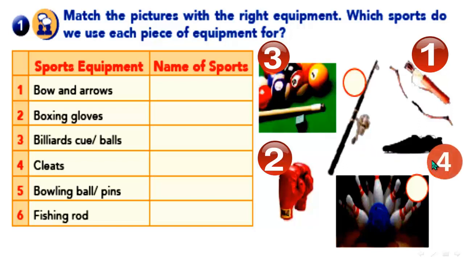As you see, number 5, bowling ball or pins. Where is it? As you see here, this is number 5. Number 6, fishing rod. So where is it? Here, this is the fishing rod.